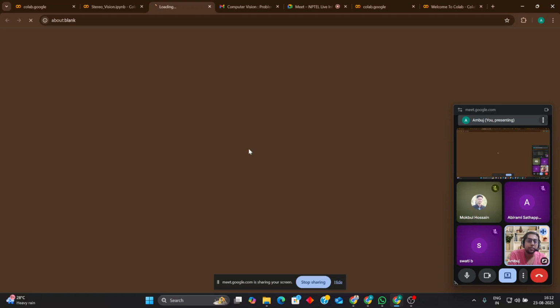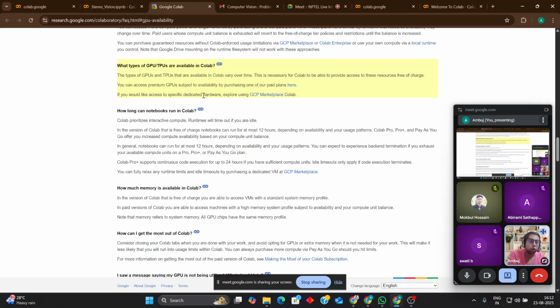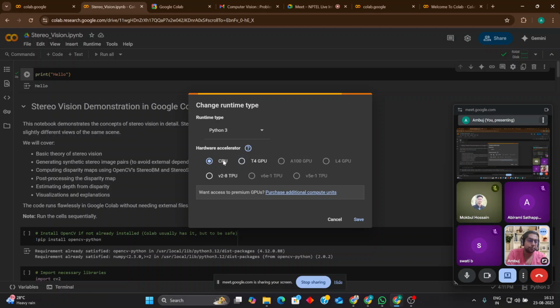Now, hardware accelerator, what do you mean by this? A lot of things have been shared with you: what particular GPUs are available, and how long you can run. It is showing that you can run for at most 12 hours. But in reality, when you are training models, it won't run more than 3 hours. At max, after 2-3 years of usage of this platform, I can say it ran for 3.5 hours for model training.